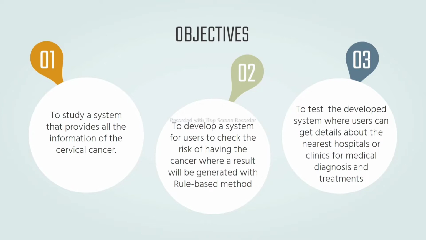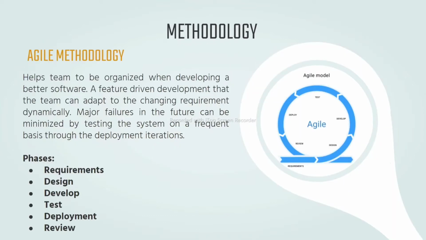Second one is to develop a system for users to check the risk of having cervical cancer, where a result will be generated using the rule-based method. Third is to test the developed system where users can get details about the nearest hospitals or clinics for medical diagnosis and treatments. The methodology used is agile methodology.